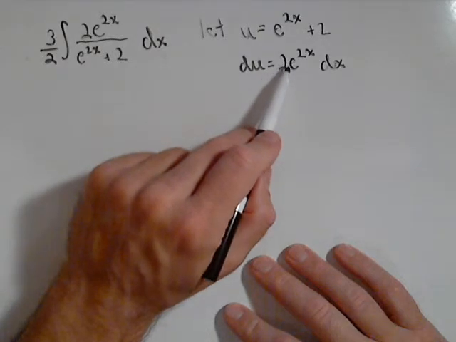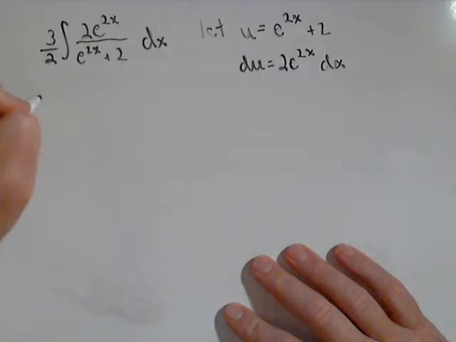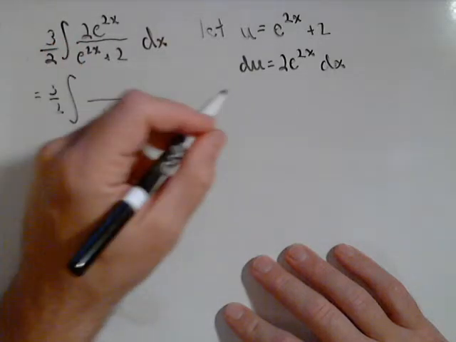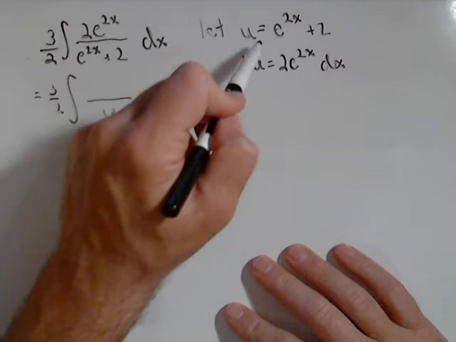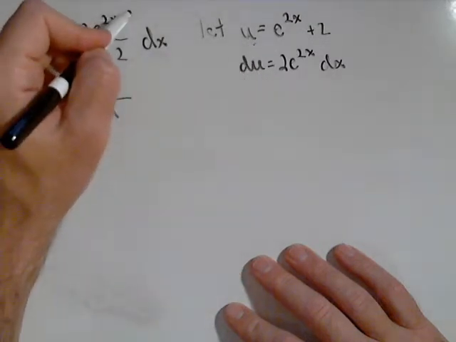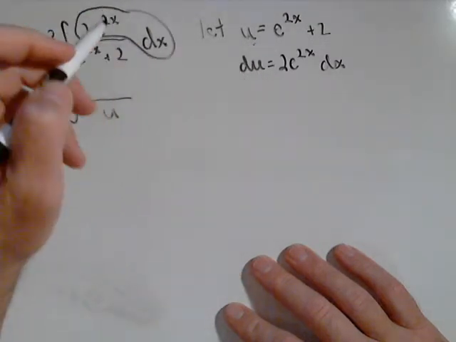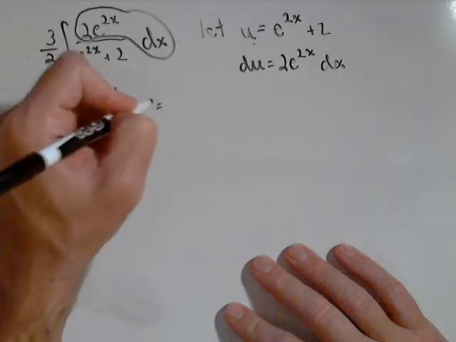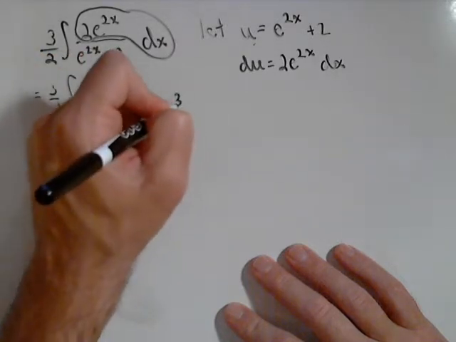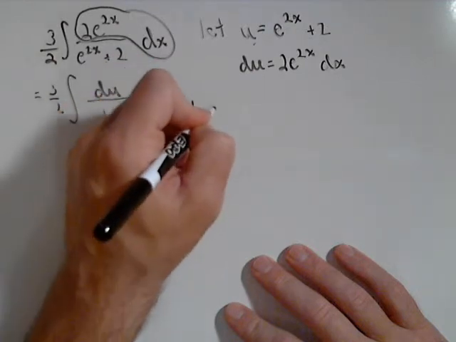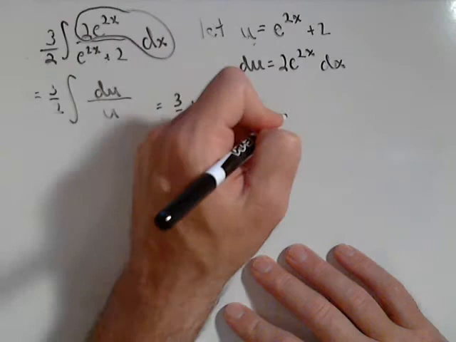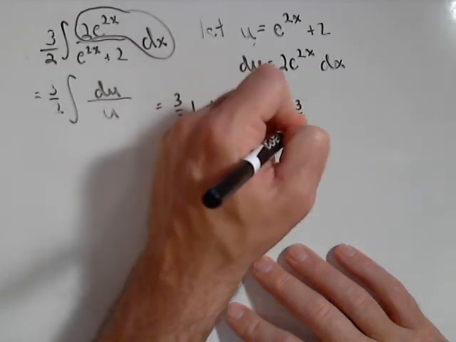Now I can do my substitution because the bottom part is just u, so this is 3/2. The denominator is just u, because that's what I let it be. And my du is exactly now equal to the numerator. Now we've had this one before, although it doesn't quite look like it. This is 3/2 ln of the absolute value of u plus c, and the last step is to substitute back.